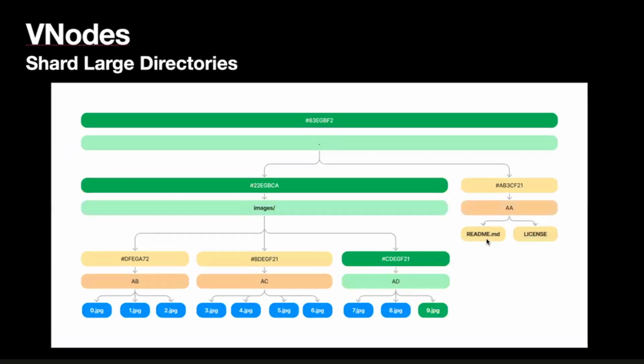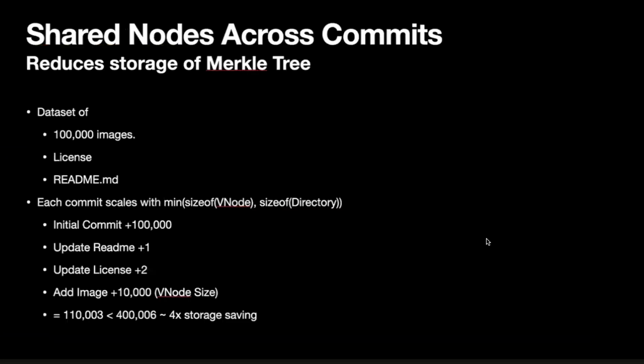You could also look at this all the way down to the images directory level. You might have noticed this already, but I have different buckets down here at the bottom of images. We call them V nodes internally. If you had 100,000 images in this directory and you just wanted to update or add one at the end, we don't want to have to copy all of those hashes and have pointers to all of them. So we have these smaller, configurable-sized V nodes within each directory to shard these large directories and make the storage even more optimal.